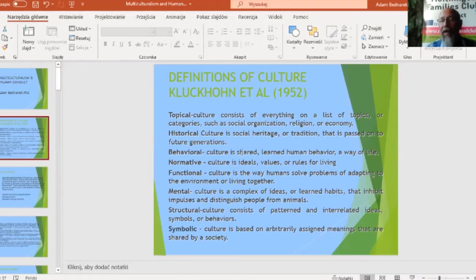So the first category that was assigned was topical. Now, what does that mean? As you can see, culture consists of everything on a list of topics or categories such as social organization, religion, and the economy. So the themes in the background: the way that societies are run, how their social groupings are established, the various religious or ideological aspects that survive within a given culture, and also how on an everyday level we trade, do business, and interact in order to survive.